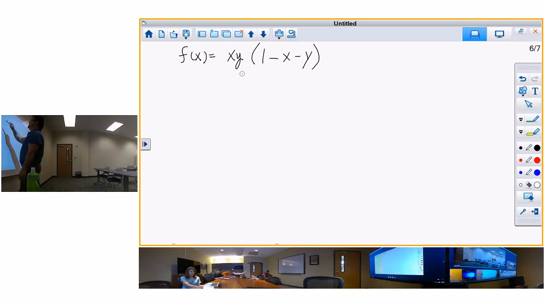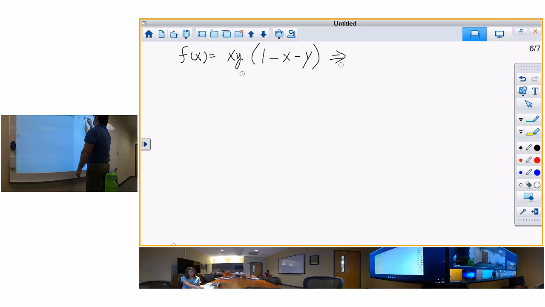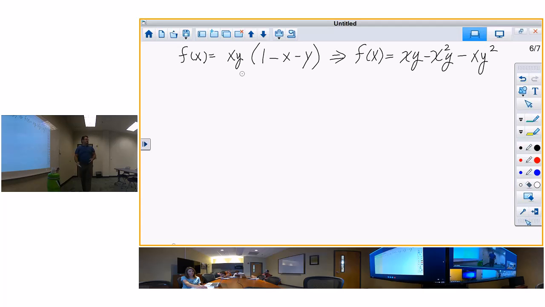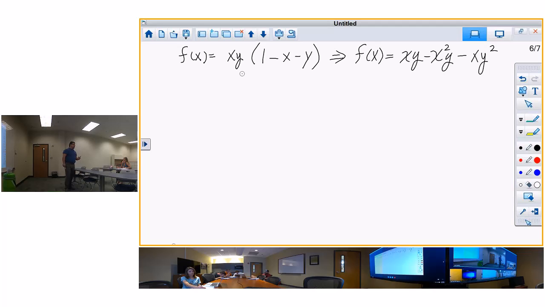Rewrite it as f of x is equal to xy minus x squared y minus xy squared. And see, you've got the sum of 3 terms, and you can take the derivative of the sum of 3 terms easier than you can in factored form. You see what I'm saying? So you need to highlight that and put it out to the side. Rewrite, distribute, make it easier.